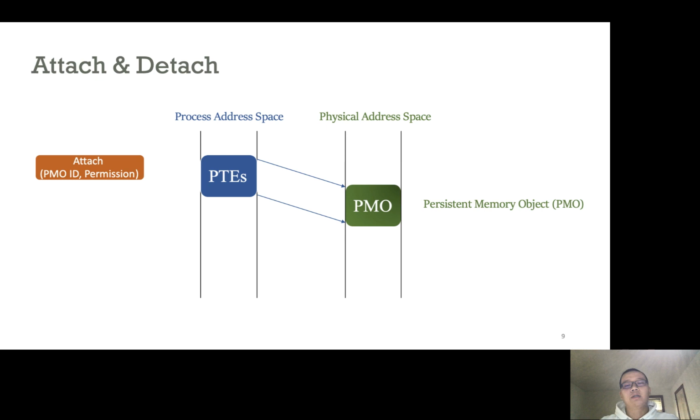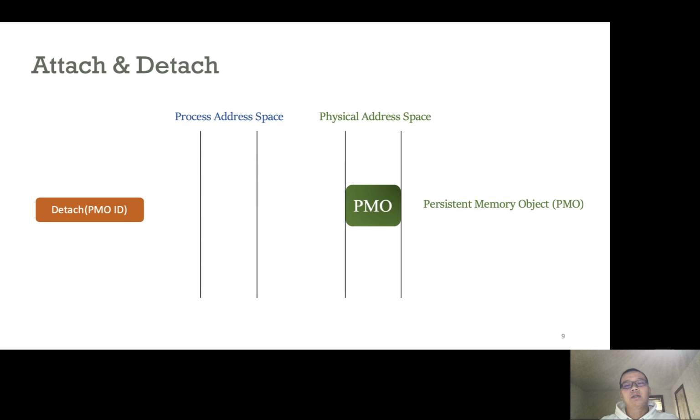And we assume the system calls already have the relocatability support. This support can be either hardware or software support. When a detach system call is invoked with the PMO ID, this process will clean these bits and then the data is removed from the process address space.